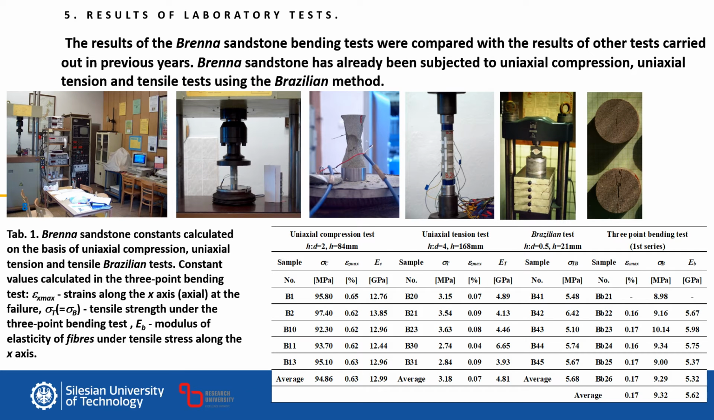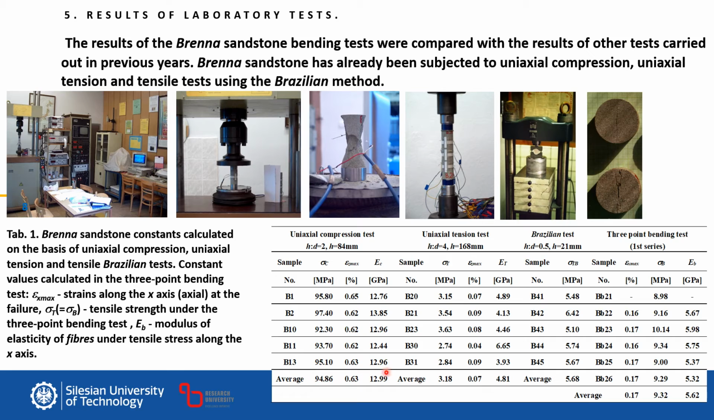Results of laboratory tests. The results of the Brenner sandstone bending tests were compared with the results of other tests carried out in previous years. Brenner sandstone has already been subjected to uniaxial compression, uniaxial tension, and tensile tests using the Brazilian method. The table shows Brenner sandstone constants calculated on the basis of uniaxial compression, uniaxial tension, and tensile Brazilian tests.